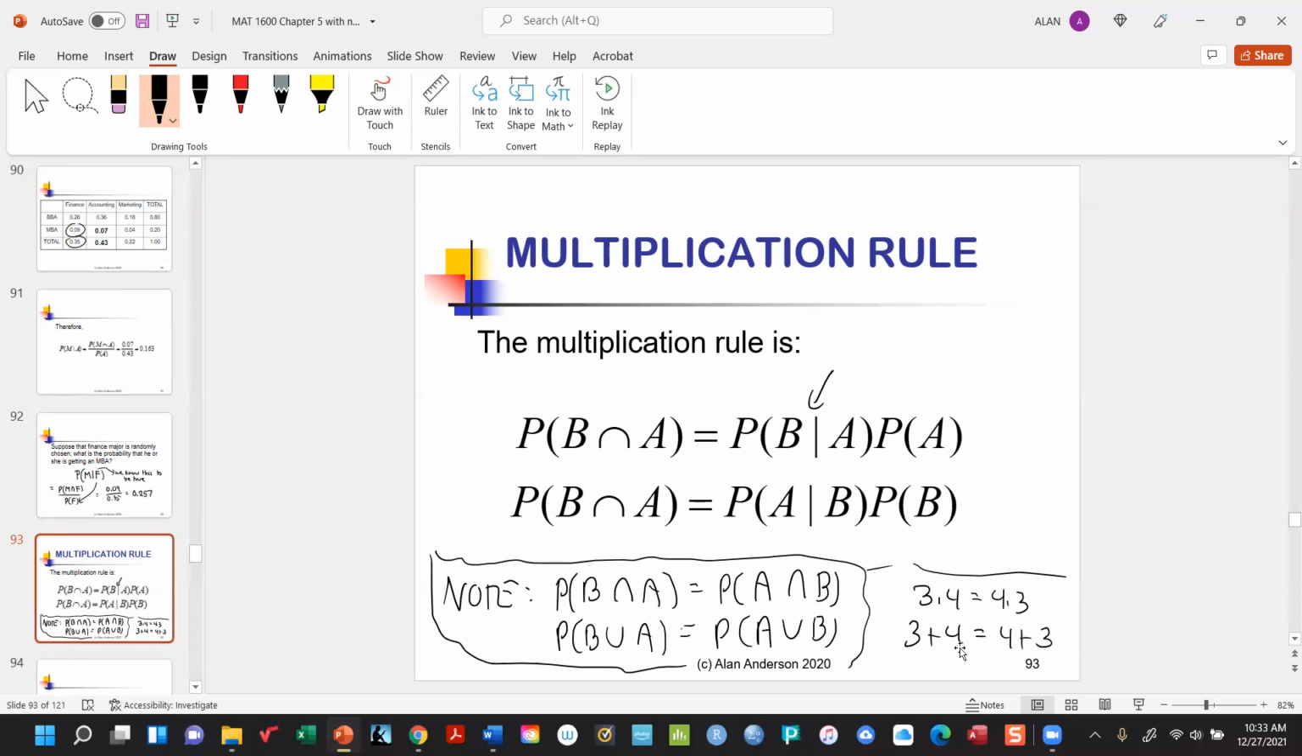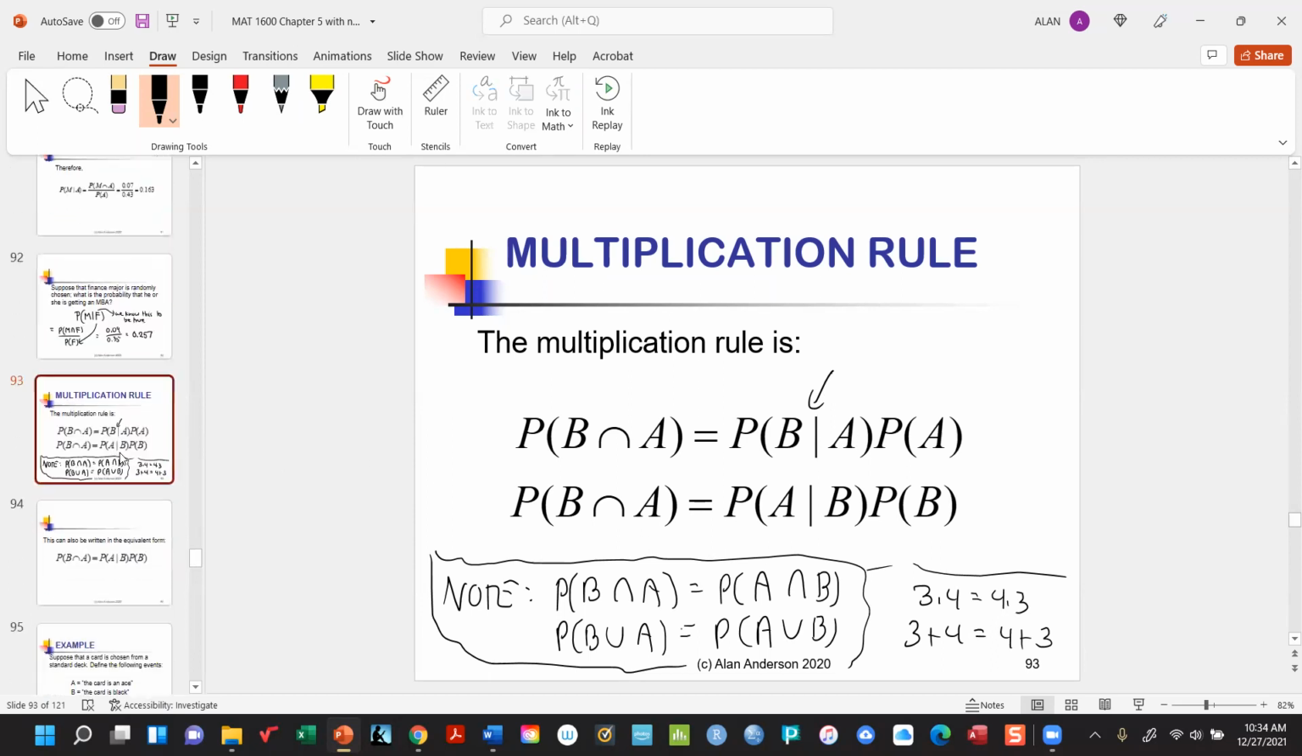So we've got two equivalent ways of approaching this multiplication rule. You'll use the one where you have that information. You may not have both B given A and A given B in your problem, so you'll always pick the one that makes the most sense.